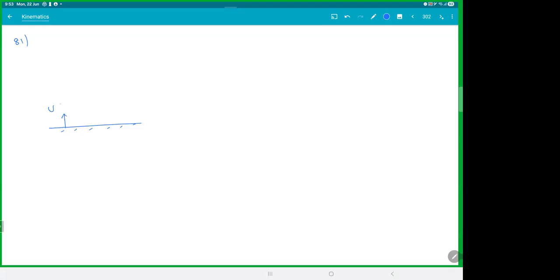A particle is projected with speed u. We have done this already. It goes up, hits the floor, bounces back with u by 2, goes up, comes back, bounces with u by 4, and so on. We did this problem before, an infinite GP.